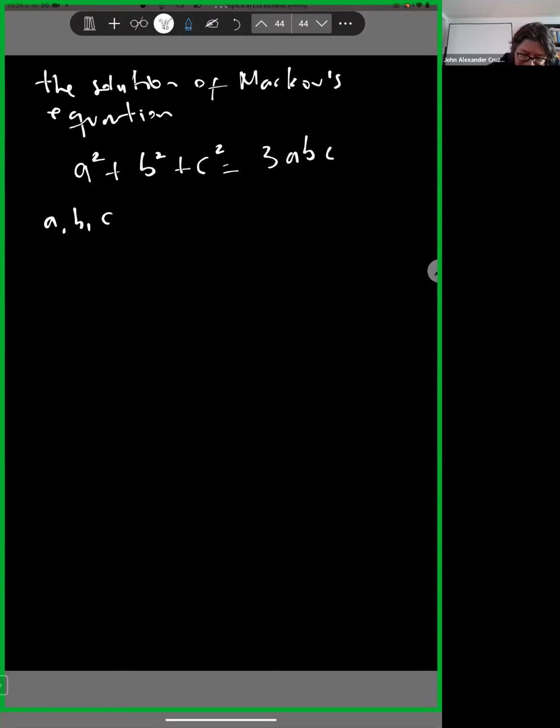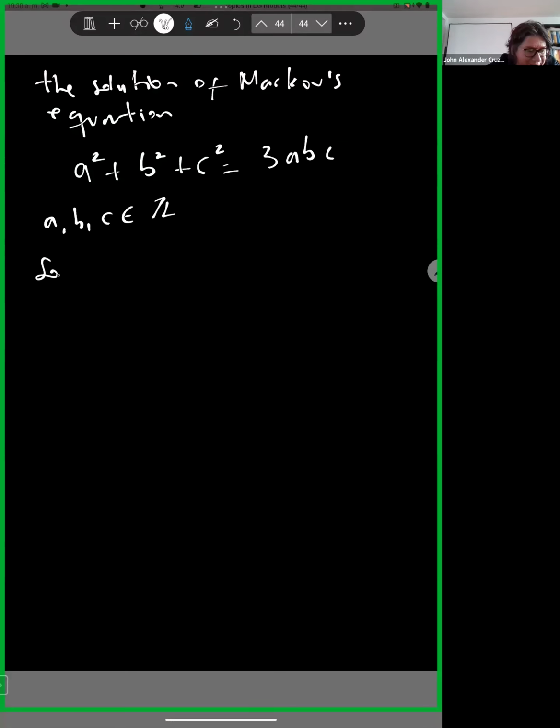Markov equation: a squared plus b squared plus c squared equals 3abc. Here a, b, and c are integers. This is interesting, and I will also come back to this point later in today's lecture. So this is really interesting. So what does it mean? That you have a Markov triple, which is a solution of this equation.